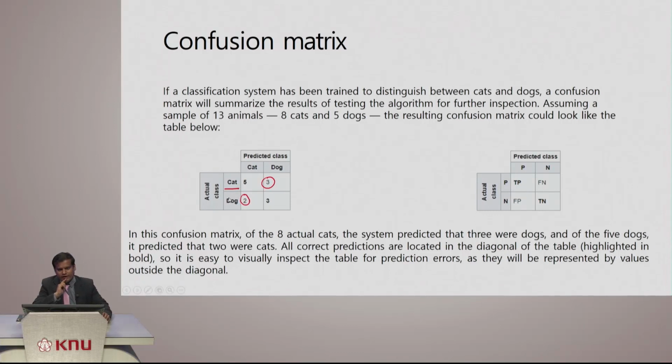So all correct predictions are located, as you can see, on the diagonal of the table, highlighted in bold in this case. So this is a correct prediction, and for dog, it is a correct prediction. It is easy to visualize and inspect the table for prediction errors in this case. That's one of the advantages of having a confusion matrix. So just get used to it so that it can be used for the evaluation process.